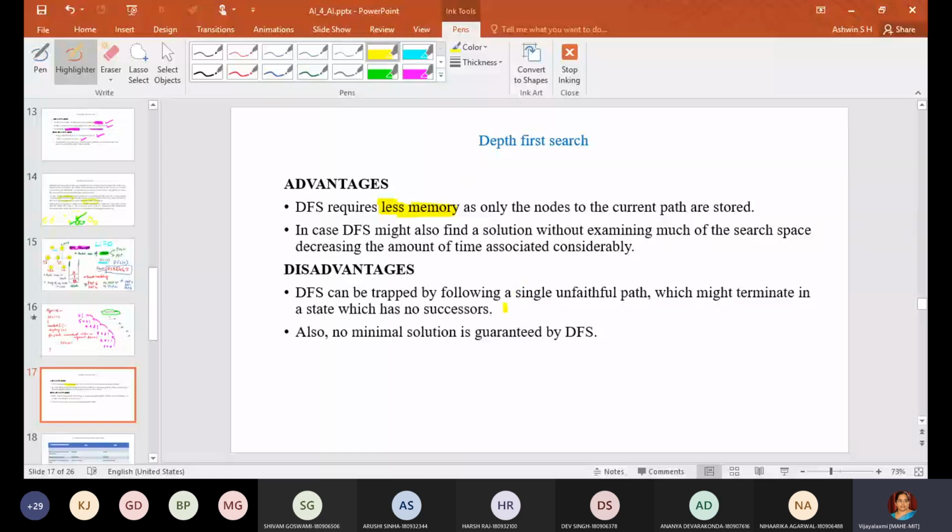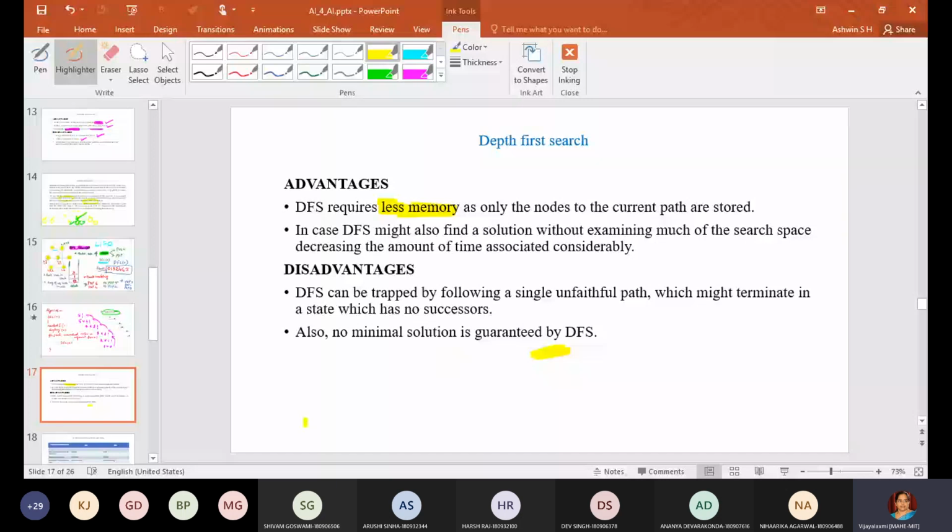But the disadvantages are, as I have told, it may get trapped by following a single unfruitful path, which might terminate in a state which has no successors. It may not be complete. Sometimes the solution you get may not be complete, and you may get stuck. Also, no minimum solution is guaranteed, sometimes, not always. This is about depth first search.